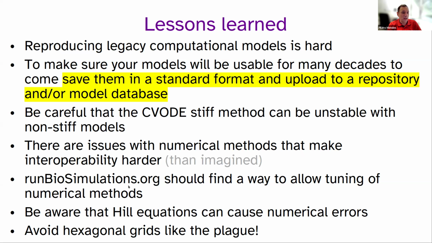Runbiosimulations.org should find a way to allow tuning of numerical methods, because I tried setting different values for the tolerances, but it wasn't possible. I've already told some of the people that run biosimulations about this, but that's one issue. Hill equations, again, there's a problem. And then our last take-home message is never, ever do hexagonal grids.